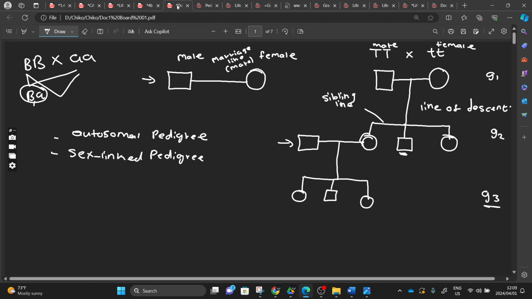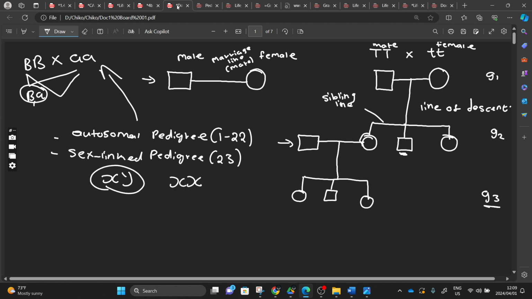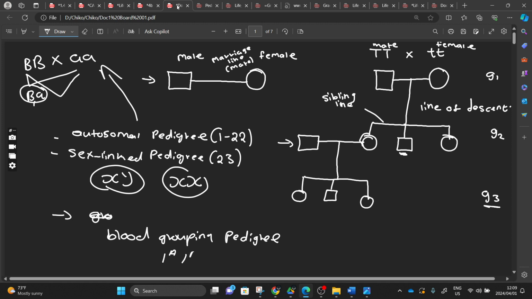So in autosomal pedigree, we'll be dealing with chromosomes from 1 up until 22. We'll be doing crosses like this. But with the sex-linked chromosome, we'll be linking them at our 23rd chromosome, so we'll be using this to represent male and this to represent female. Another thing we also have is a blood grouping pedigree, and here we'll be using A and B and I.